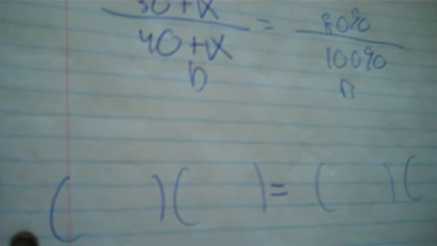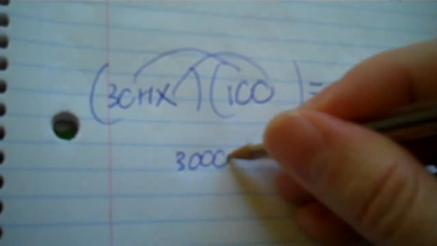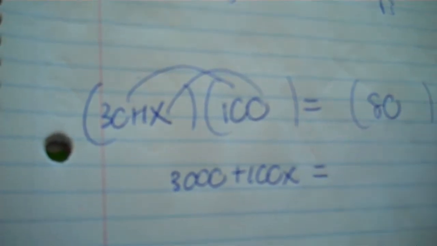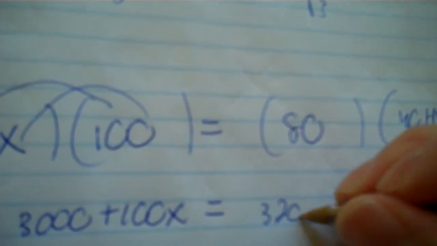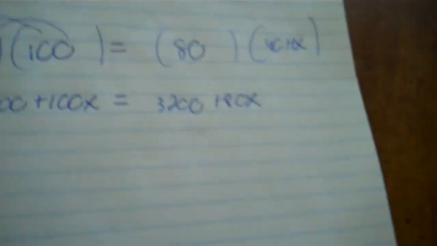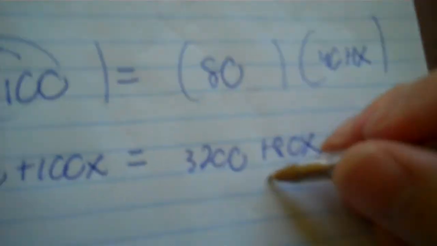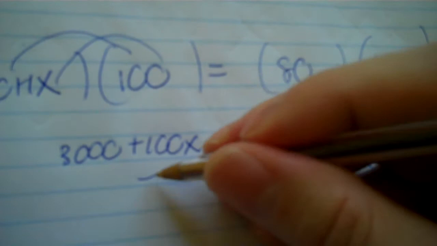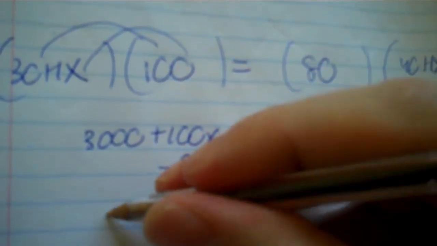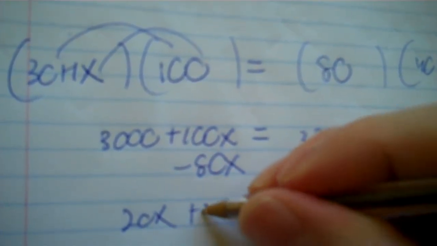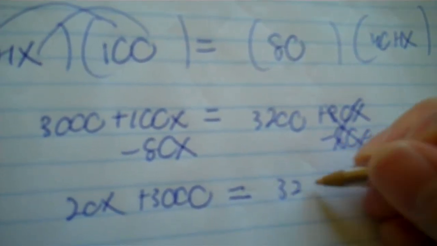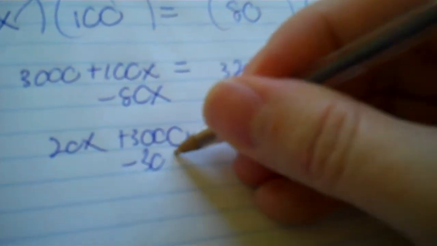Because you only have 2 ratios, one on each side. So A, you got 30 plus 1x, B, you got 100. C, you got 80, and then 40 plus 1x. So I distribute. 30 times 100 is 3,000 plus 100x. 80 times 40 is 3,200 plus 80x. Again, it's a linear equation, so you can just subtract out your smaller x. That gives us 20x plus 3,000 equals 3,200. Then I minus 3,000.